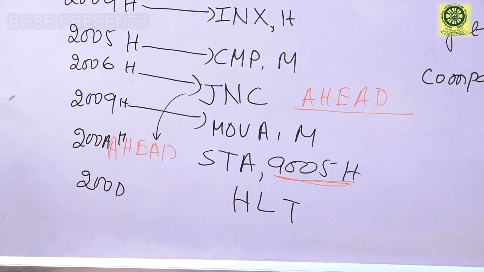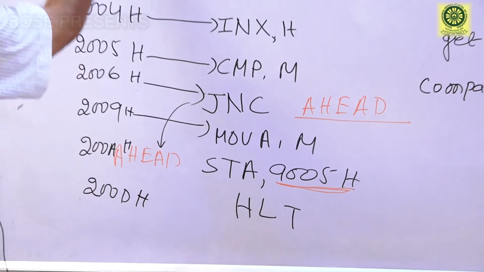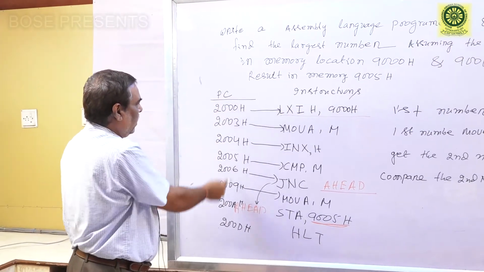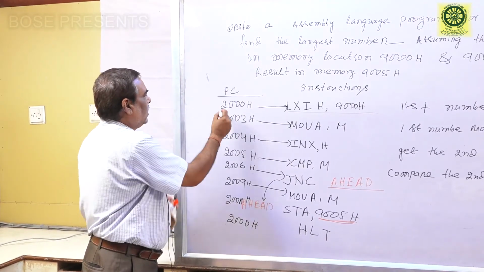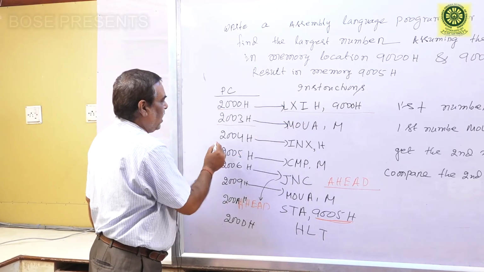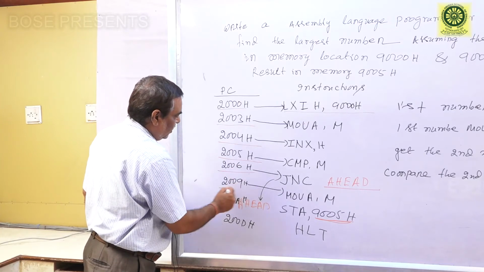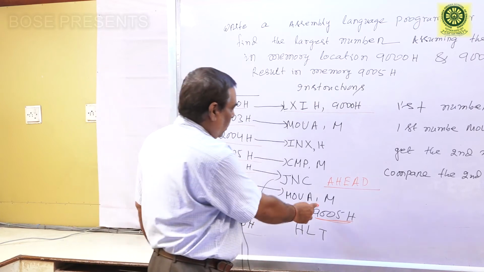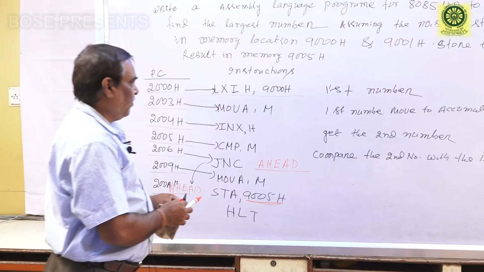This is halt. Now this is the content of the program counter, and the program counter counts the instructions one by one. When the content is 2000H, then this instruction is executed. After that this instruction is executed. After that this instruction is executed. These are the sequence of instructions to be executed. At last the greater number is stored in the memory location 9005H.